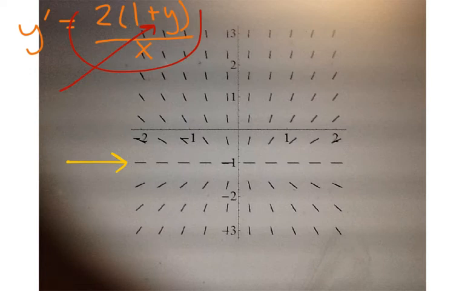I say potential because there are certainly other differential equations that would have this same property, where the slopes are all 0 when y equals -1. Any other one that has a factor of y plus 1 in it would do that. So this is the first indication that this might be correct. Another thing to look for is the value of x.